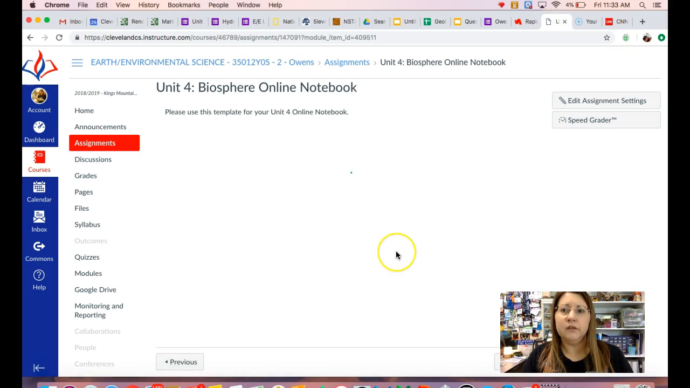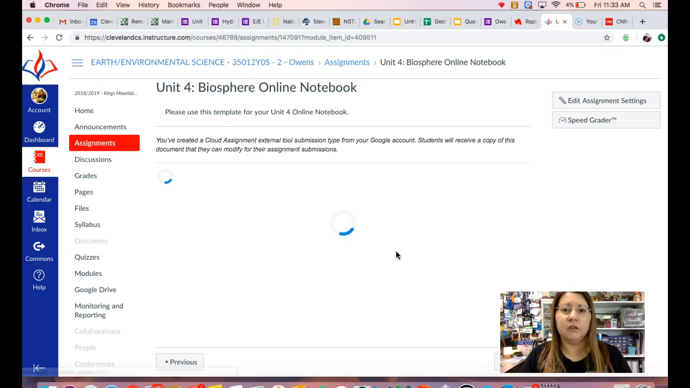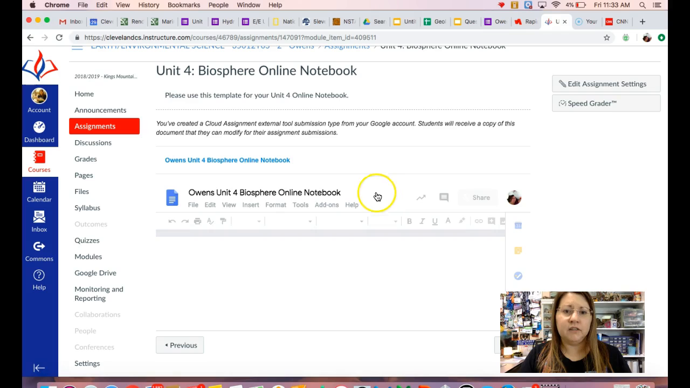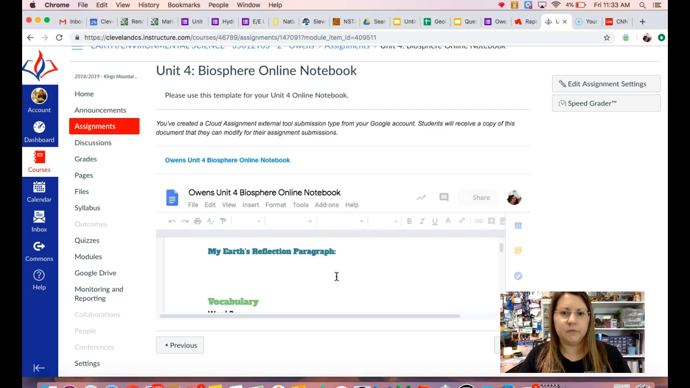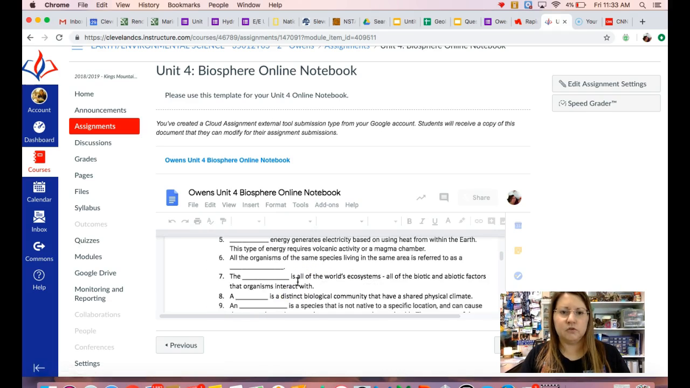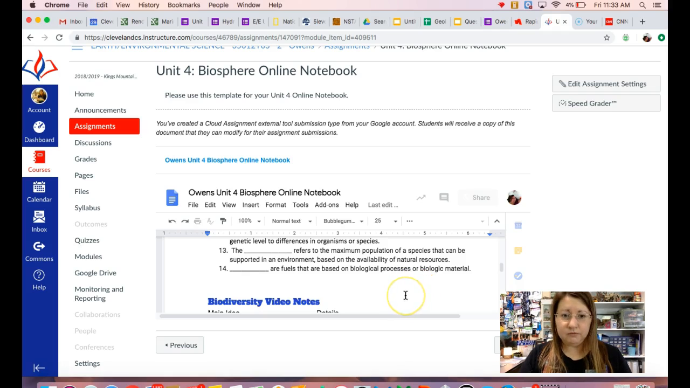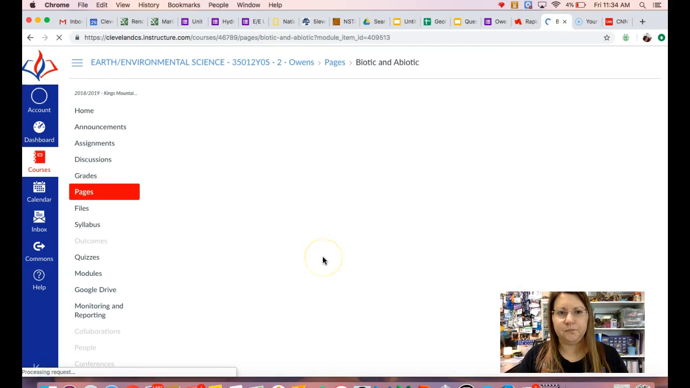This is your template for your Unit 4 online notebook, so make sure that you submit it when you get finished. So you have a vocabulary section in here. You also have your paragraph reflection first, like we usually do. So scroll down through your vocabulary, and you have a word box there that will help you to look through the vocabulary. And then we've got a couple different videos that we're watching in this unit, so you have some notes to take on those videos.